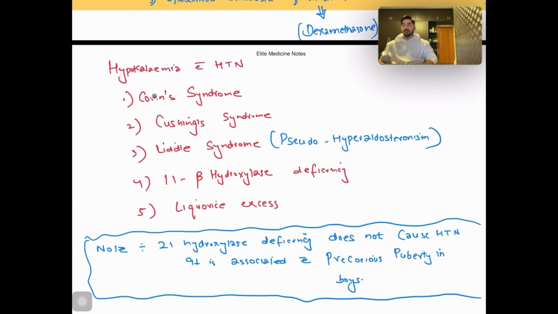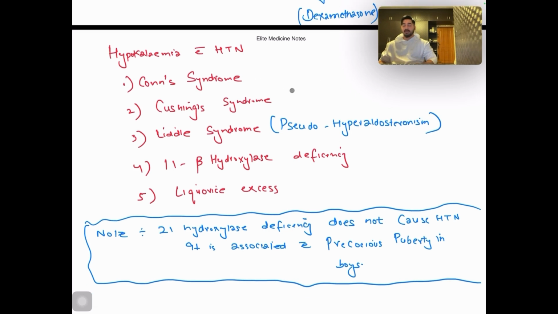Okay, so now you know how to diagnose Conn syndrome. We will do the investigation renin aldosterone ratio. In that, we'll see aldosterone levels will be increased and renin will be low.